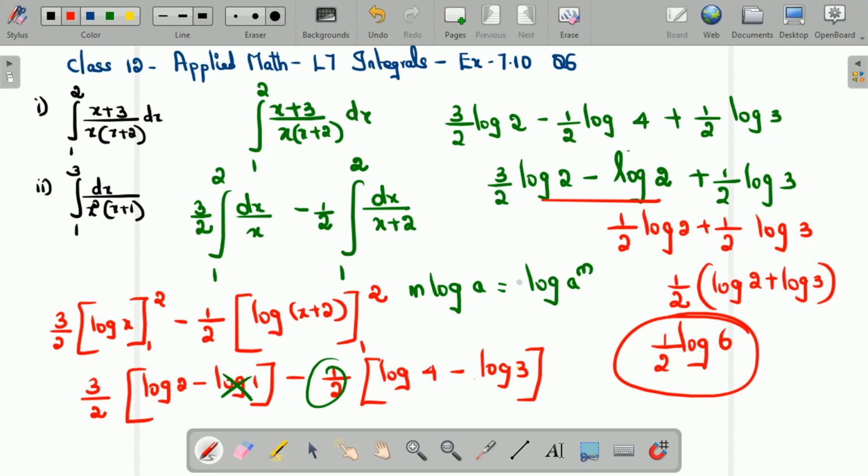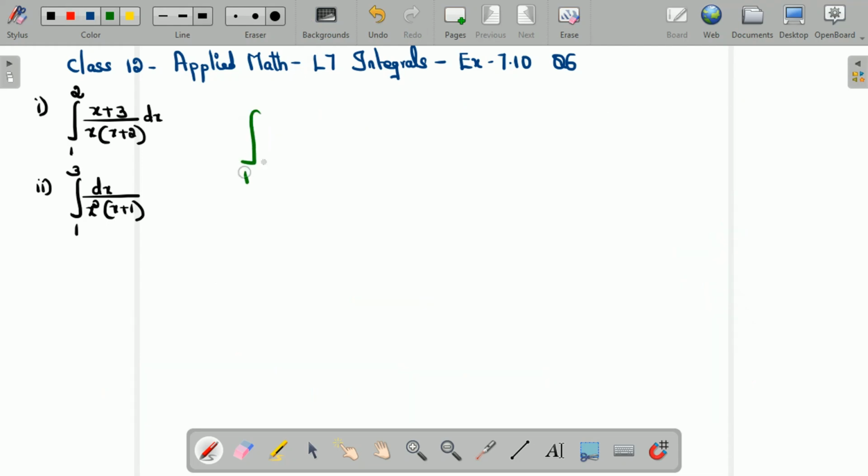Now let's take up the second one. The second integration is between the limits 1 to 3 of dx divided by x squared into (x + 1).